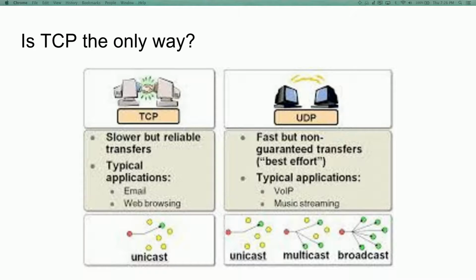So TCP is very slow, but it's reliable. There's a lot of chatter that happens. This is where you get your email and web stuff. Usually you're talking from one person to one person, or one server to one server.